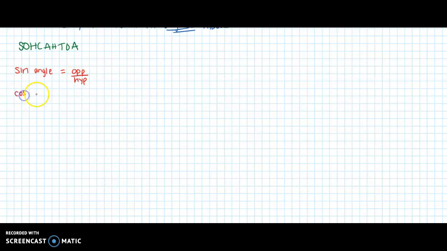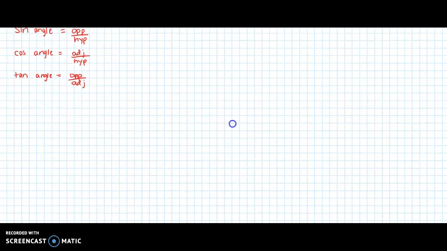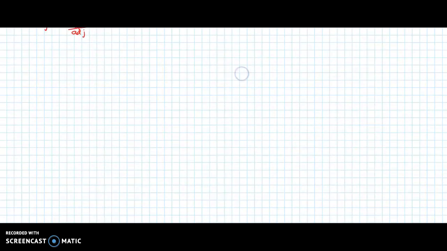Your cosine of your angle is adjacent over hypotenuse. And then your tangent of your angle is your opposite over your adjacent. Keep this in mind because you're going to have to use trigonometry to set up your equations that you will eventually put into your calculator. So let's look at an example.